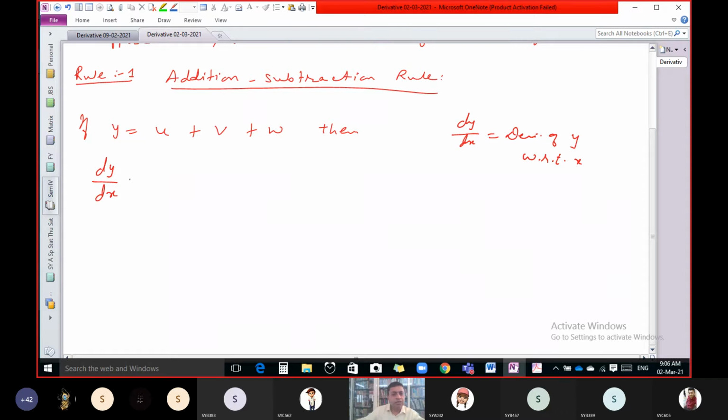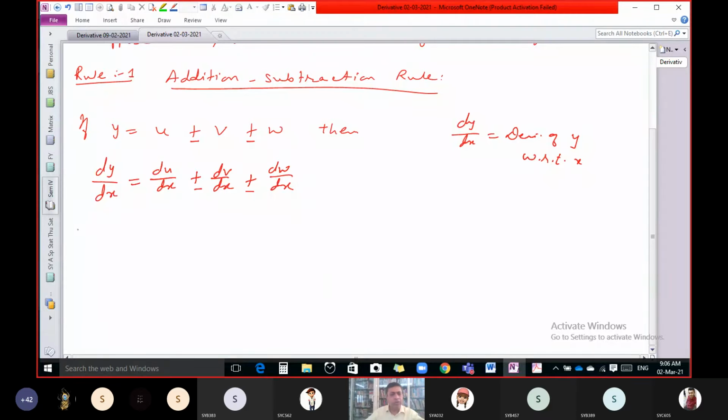So dy by dx equals du by dx, the derivative of u with respect to x, plus the derivative of v with respect to x, plus the derivative of w with respect to x. And the same rule is applicable for the minus sign also. So it is true for plus or minus sign. Simply differentiate each term, and whatever the sign is there, put that sign, and you will get the answer.